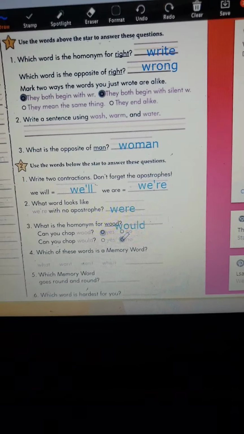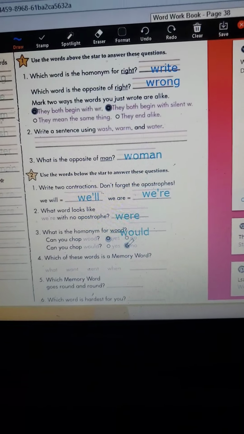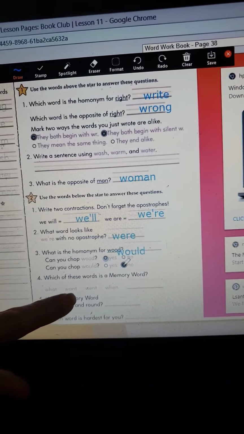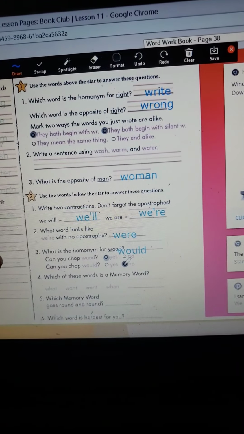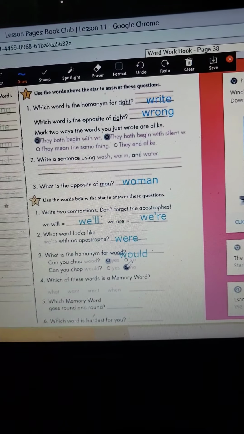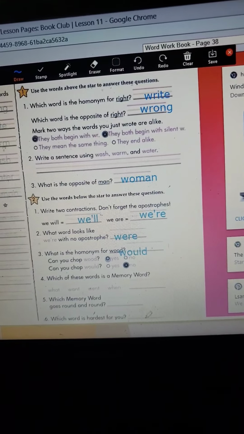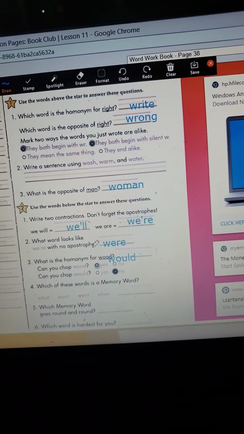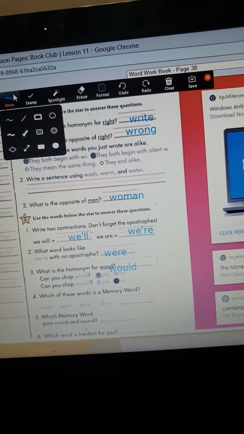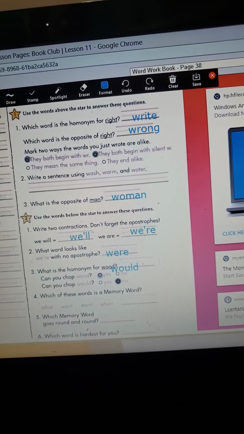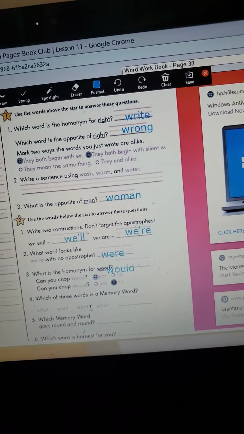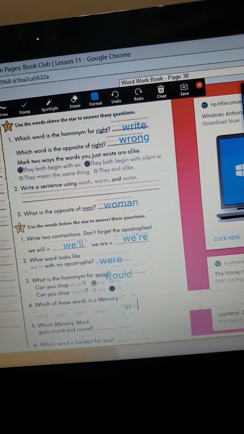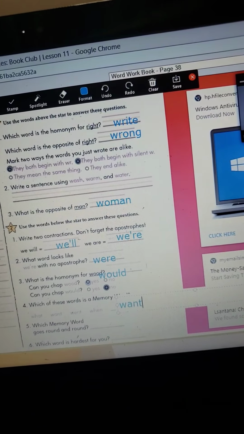So then it says, which of these is a memory word? Want is. Went is not, and when. So the memory word is want. So type the word or write the word want. Want is what belongs there.